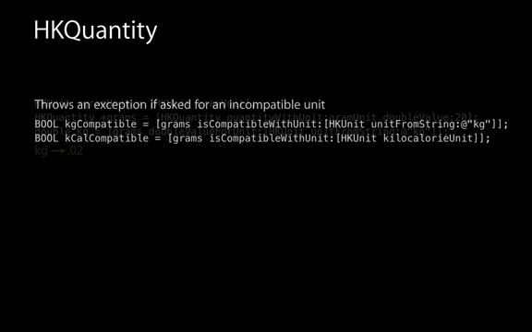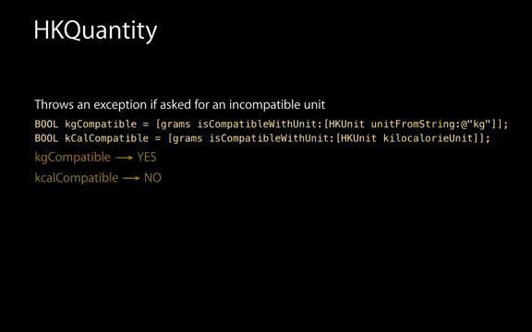Unfortunately, not all units play nicely together. If you ask a quantity for its value in a unit it's not compatible with, we're going to throw an exception. You can always guard yourself in code by asking a quantity if it's compatible with a particular unit. It returns a bool.